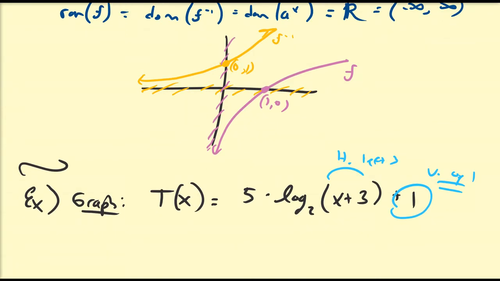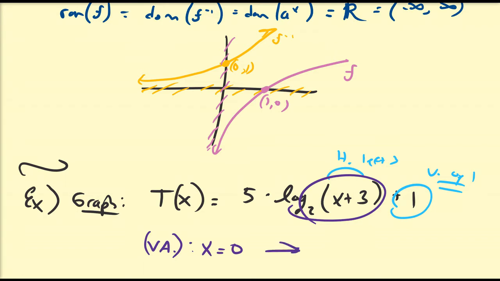So if we focus on this horizontal shift portion, the vertical asymptote, x is equal to 0, is going to shift to the left 3. So that means this is going to move to the point x is equal to minus 3. You can easily see that if you look at the inside of this logarithm, because negative 3 is the value that makes the interior equal to 0, right?